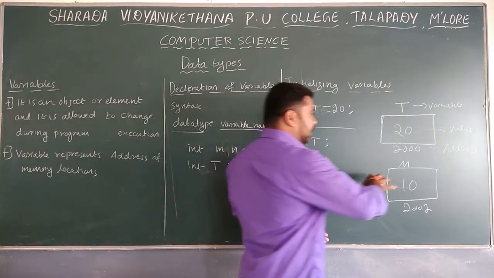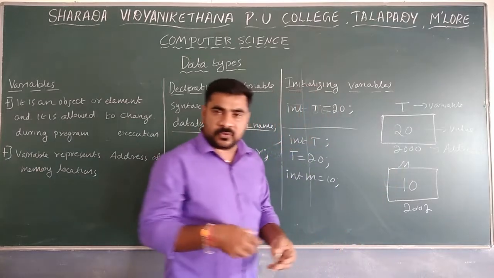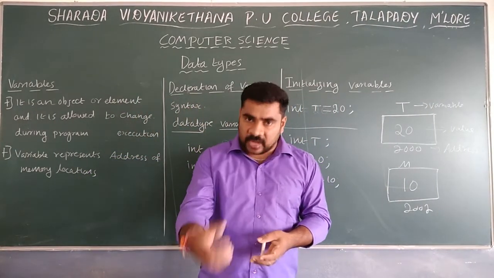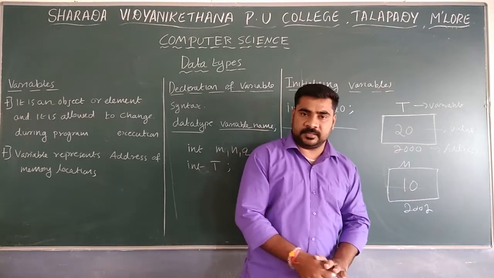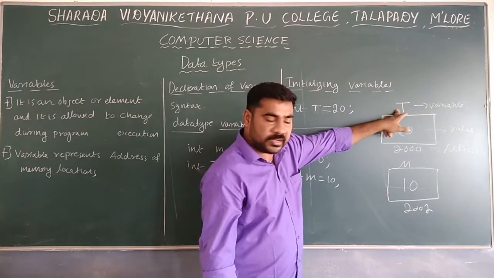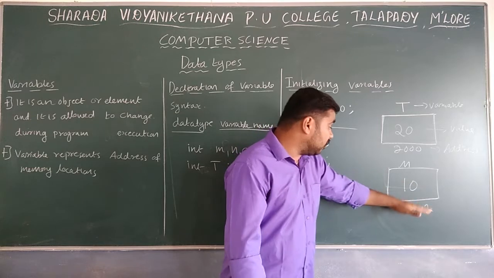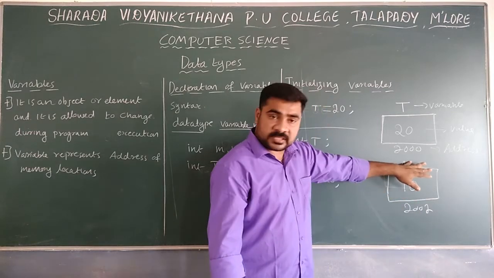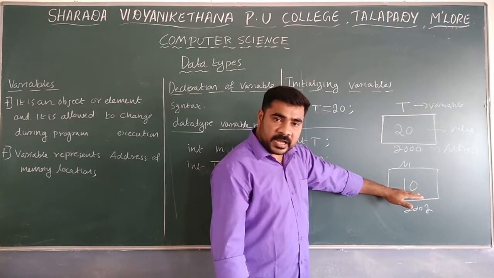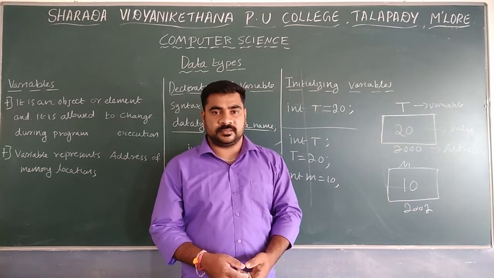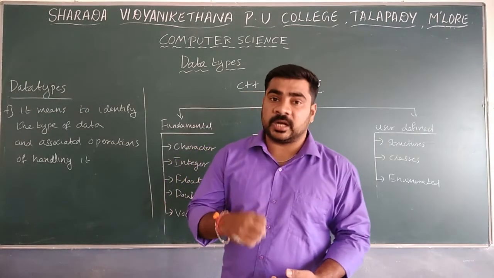So here you will create one memory space in memory. If you are going to declare any variable first, then it will create one memory space. Then when you assign the value, it will be stored. So t is a variable name, 20 is a value, and 2000 will be the address. One more variable: here also same thing. m is the variable name, 10 is the value, and 2002 will be the address. Next we will move to the data types.